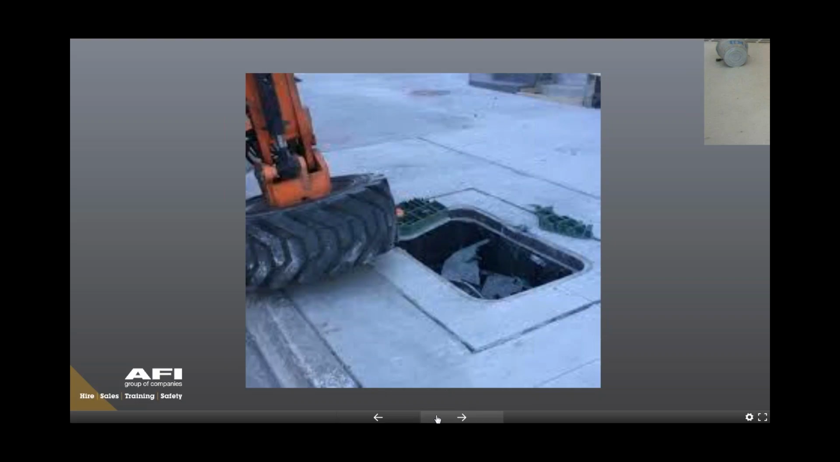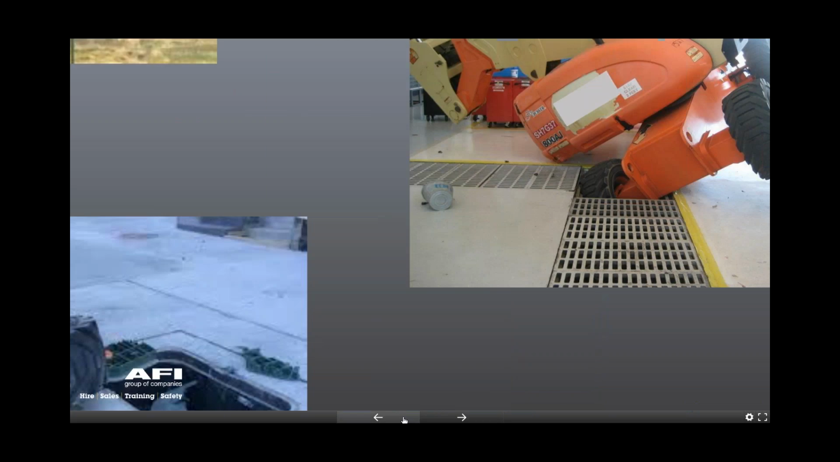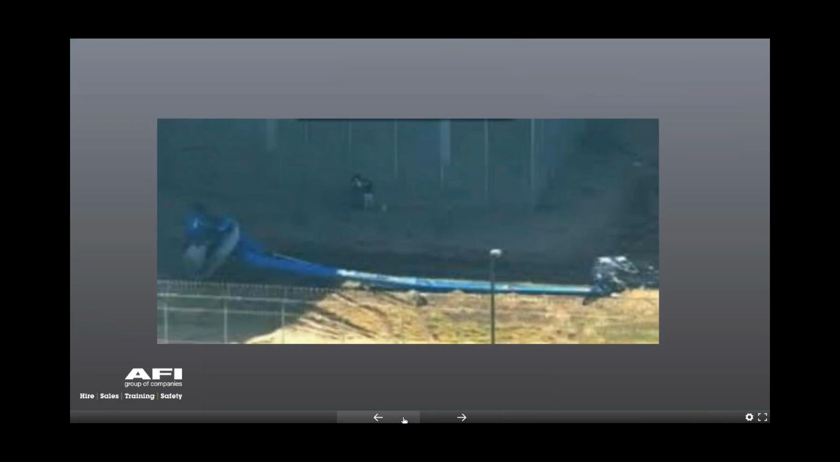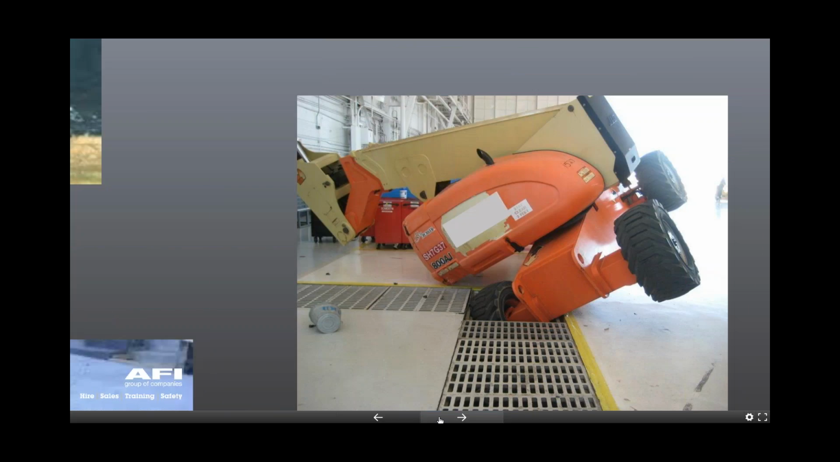So two of the photos that I've showed you there, I believe ended up in fatalities to the platform occupants, the one included in the screen there. One, as you can see, was a service duct collapsing, and one which maybe isn't so clear was the operator driving at height off relatively flat ground and then driving onto sloping ground. A tragic event which could have been avoided.